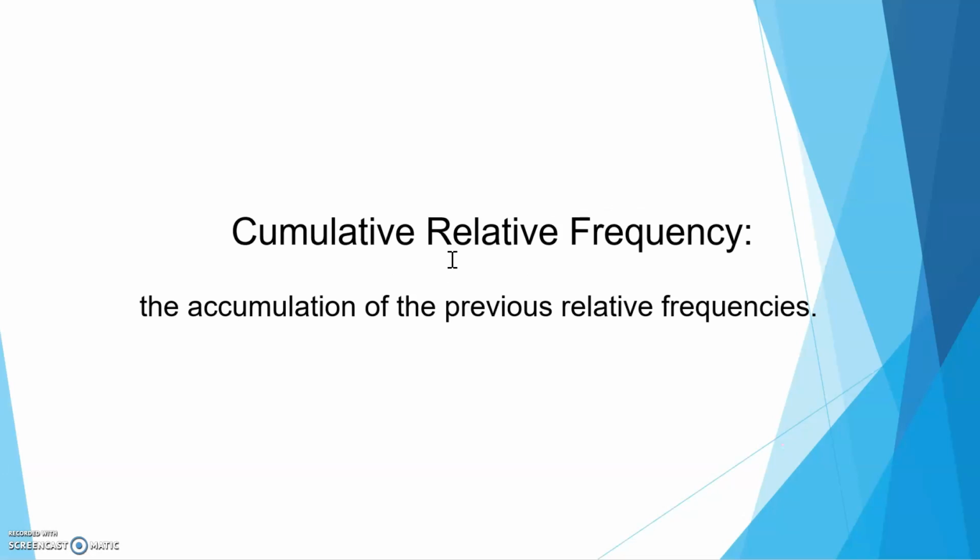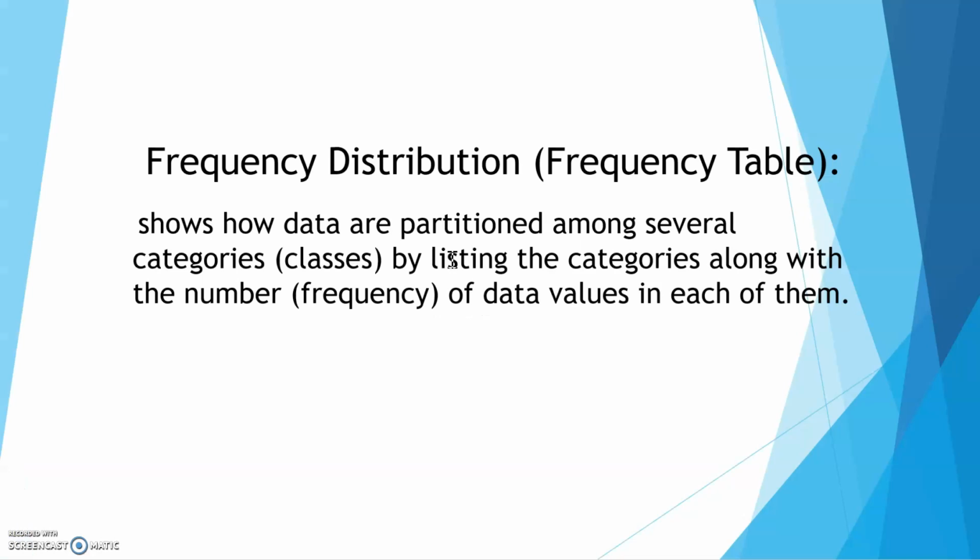Cumulative relative frequency, you just keep accumulating all the relative frequencies before it, or the accumulations of the previous relative frequencies. And I'll show you this here in a minute. This will make a lot more sense. Okay, this is what we're going to be making, a frequency distribution, or something called a frequency table. It will split up your categories. We'll call them classes. It'll list the classes or the categories along with the number, or we just call them the frequency, of the data values for each of those classes or categories that we have.